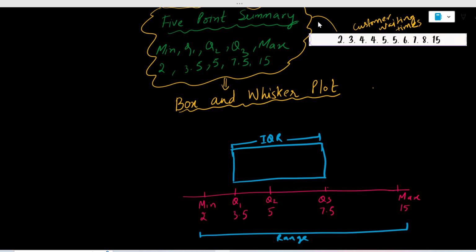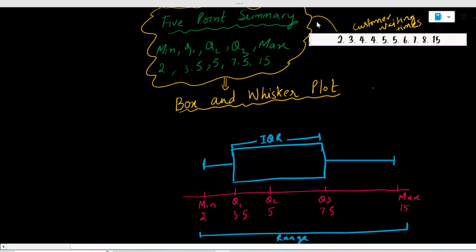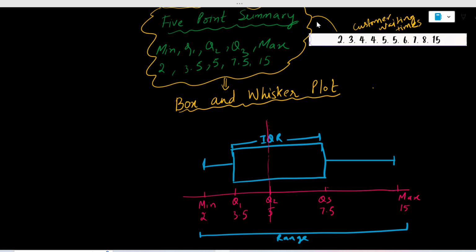You have to make a whisker. To make the whisker, we go till the maximum point and make a whisker like that. And similarly, in the case of the minimum, we make a whisker like that. Make a line which passes through Q2. So Q2 is our median, right? And this is the box and whisker plot. In an actual visual representation, we don't need to write minimum, maximum and all. All we need is a simple box and whisker plot, right?